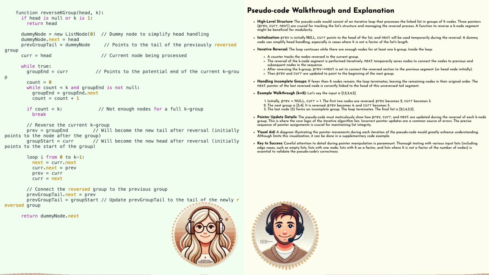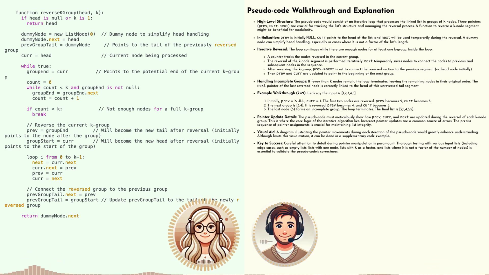Right, they're just waiting to be assigned. Exactly. Now, the main part of this algorithm is a loop. It's going to iterate through the list, processing k nodes at a time. We'll use a while loop that keeps going as long as head is not NULL, meaning we haven't hit the end of the list. Okay, so while we still have nodes to process.